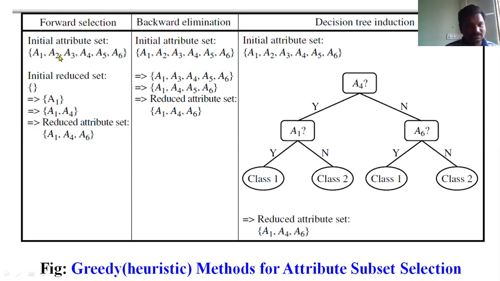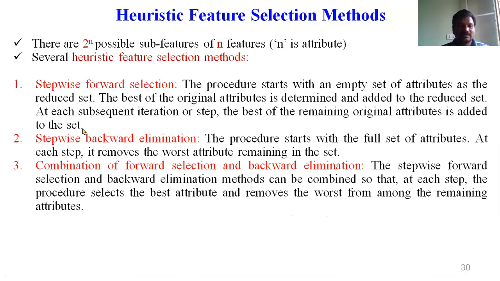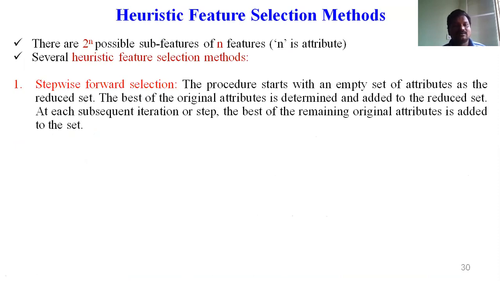I eliminated A2, and then comes A3. A3 may be an irrelevant attribute, so I eliminated A3. Then comes A4. A4 performs as the best set, meaning A4 is required for the data analysis, so I included A4. Then comes A5. A5 is not good, so I did not include A5. Then comes A6, and I included A6. In this way, you identify the reduced representation of the attribute set. This is the way of representing stepwise forward selection.